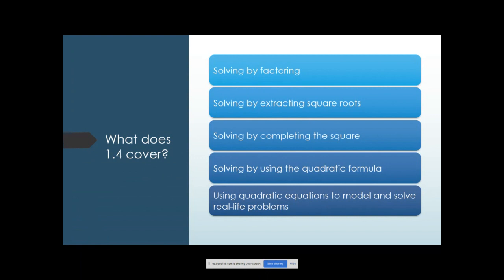Solving by completing the square. That's probably the most difficult method that we use. And then solving by using the quadratic formula, which is probably everybody's favorite. And then lastly, using quadratic equations to model and solve real-life problems. And we are actually going to revisit that when we get to week 5 and talk about polynomials.